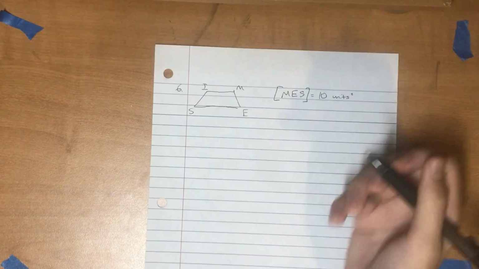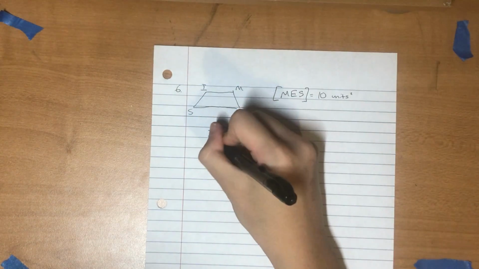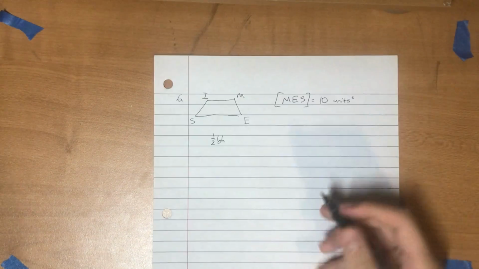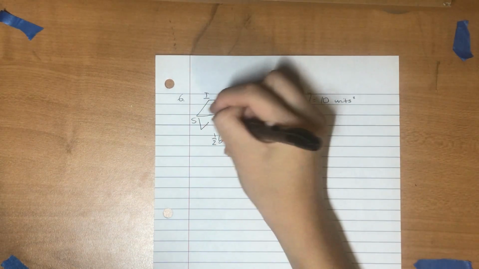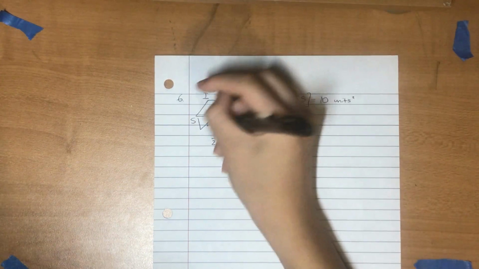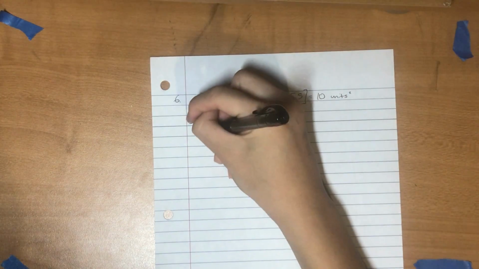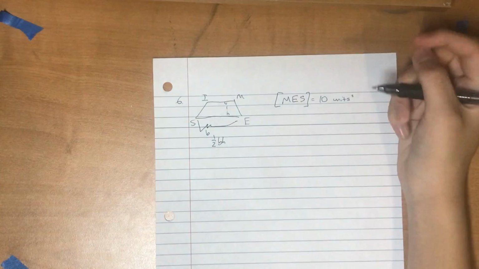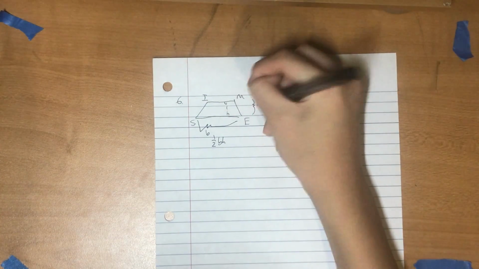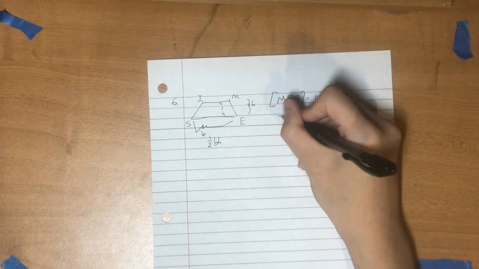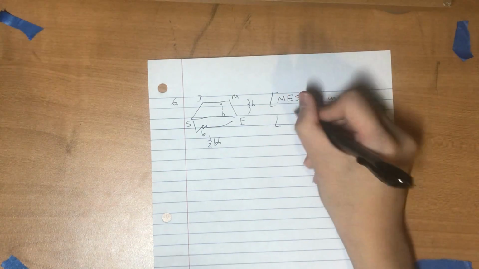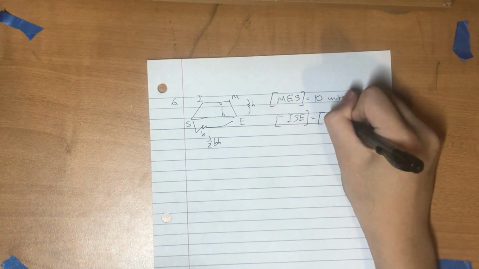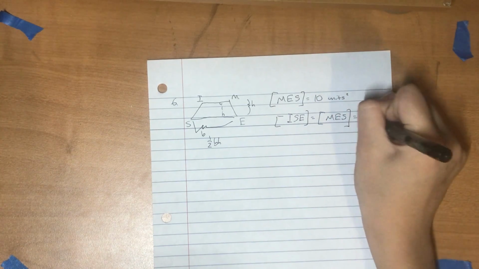So for this type of question, area of a triangle is 1/2 base times height. So it's needing nothing except for the base and the height. So in this case, sorry, that's the ugliest brace I've ever drawn. The base is shared, and because this is a trapezoid, the height is shared, which means the base and the height both don't change, therefore triangle ISE, same thing, is also equal to the area of MES, which is 10 units squared.